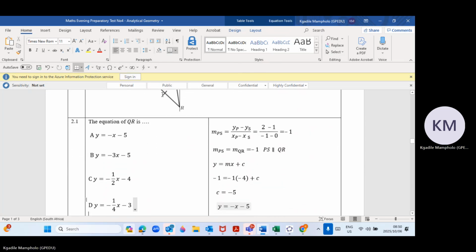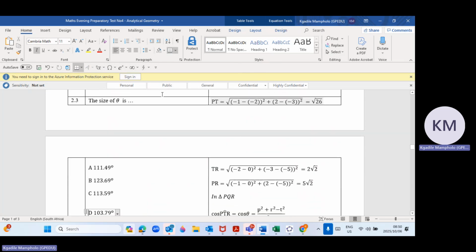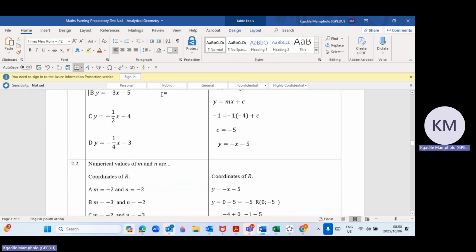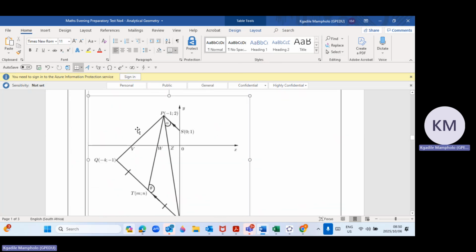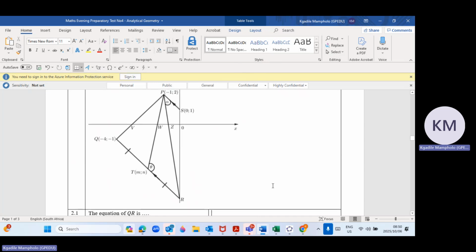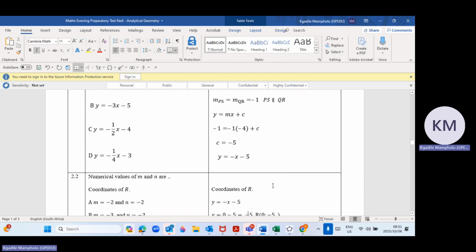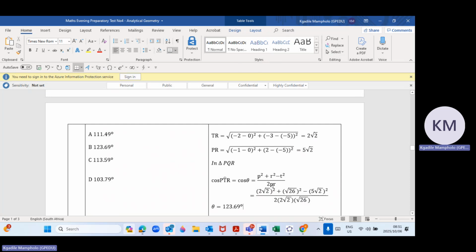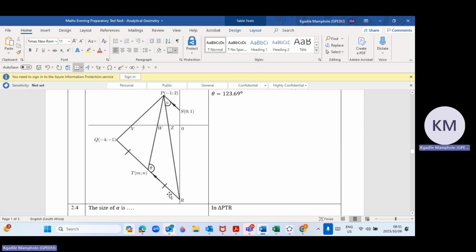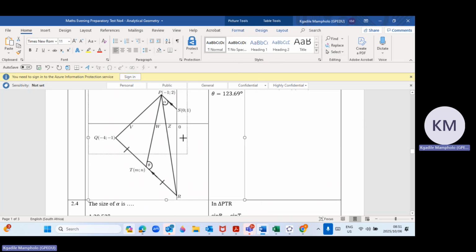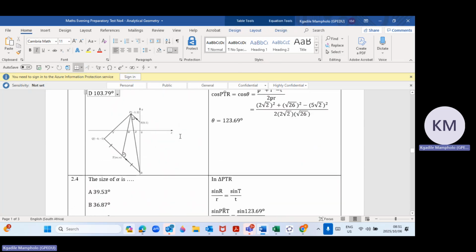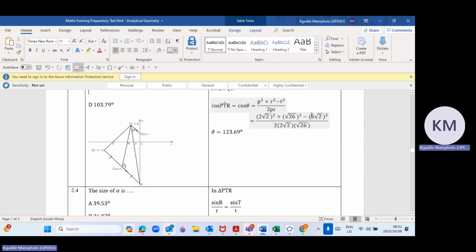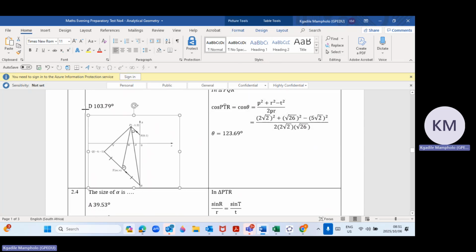Now, let me just copy and paste it here so that as you are doing this you'll see what we are talking about, so that we work with something that we see. Let me make it a bit bigger.